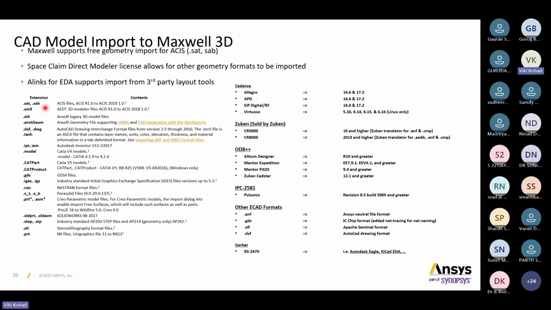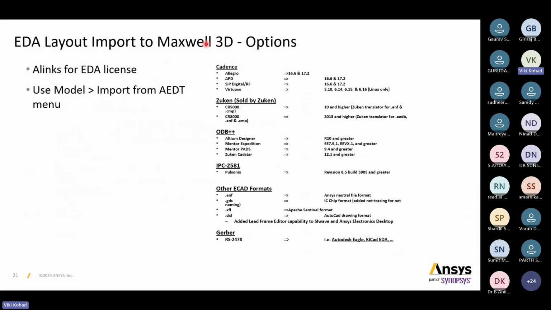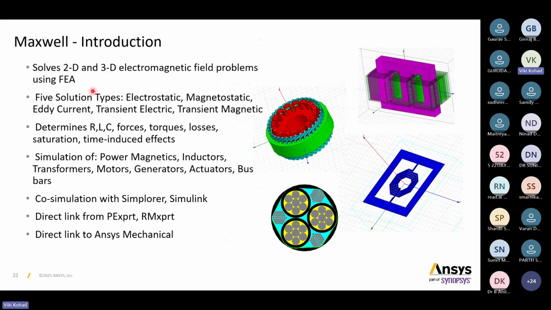So if the file is 2D, you can import it into the Maxwell 2D. If your file is 3D, you can import it into the Maxwell 3D. The same license part is there. And now the Maxwell part.